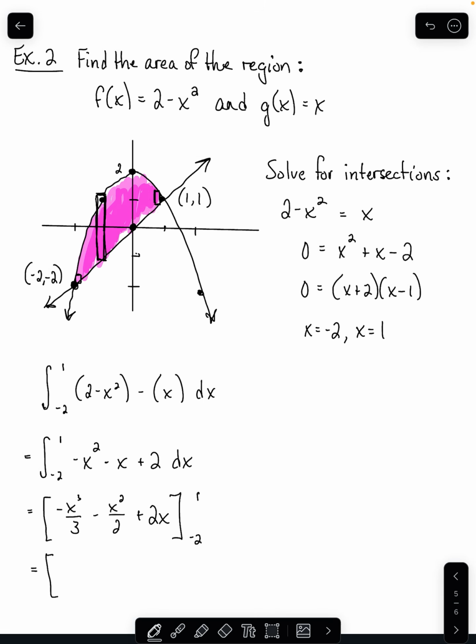Not unlike what we saw in the previous example, we have 1 cubed is 1, so our first term is -1/3, minus 1 squared, which is 1, over 2, plus 2 times 1, which is 2. Now, unfortunately, our lower limit of integration is not quite as friendly as it was in the previous example. So here we have negative 2 cubed over 3 minus negative 2 squared over 2 plus 2 times negative 2.